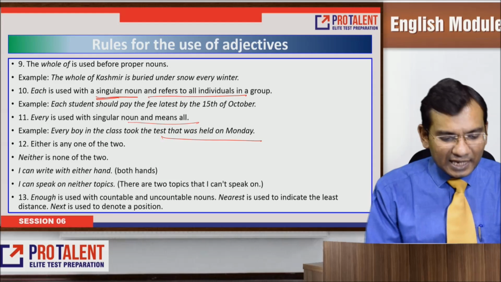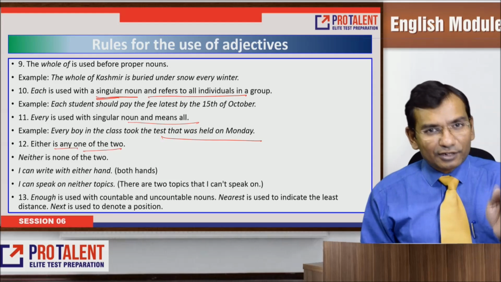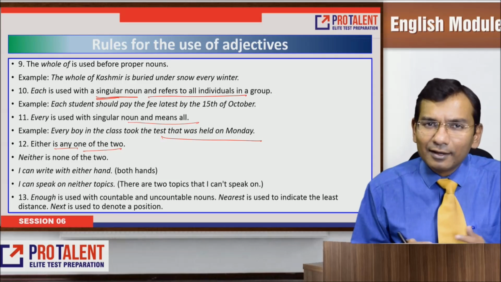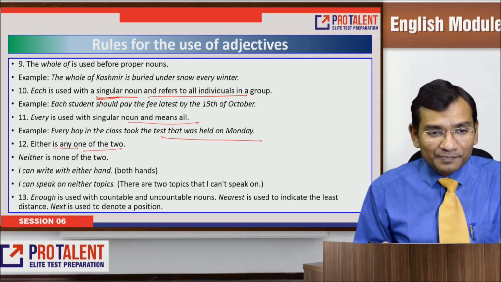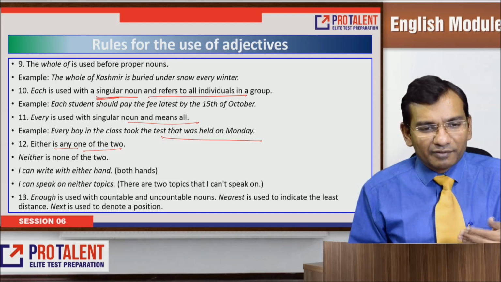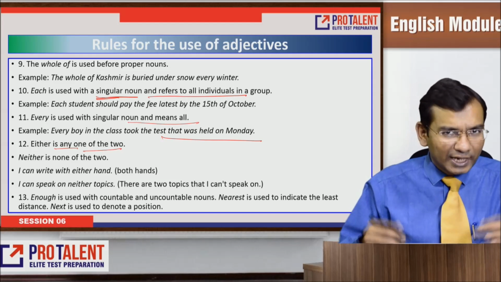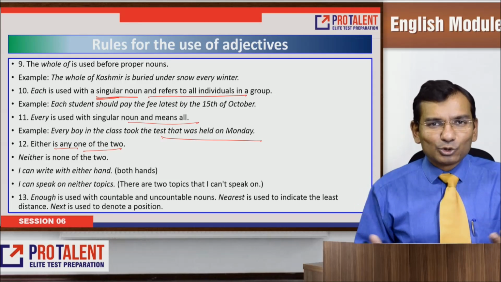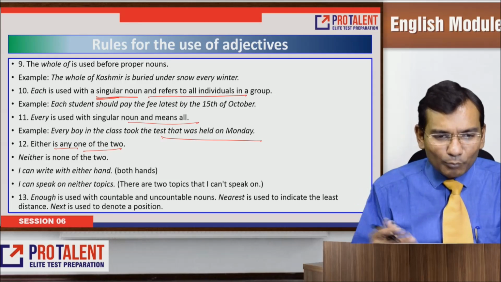Either is any of the two. Either of you will pay the money, which means आप दोनों में से कोई भी एक बंदा पे करेगा. ठीक है, that's called either. Neither is none of this. ठीक है, so I can write with either hand. मतलब मैं दोनों हाथों से लिख सकता हूं. I can speak on neither topic. मैं दोनों टॉपिक में से किसी के ऊपर भी बोल नहीं सकता.